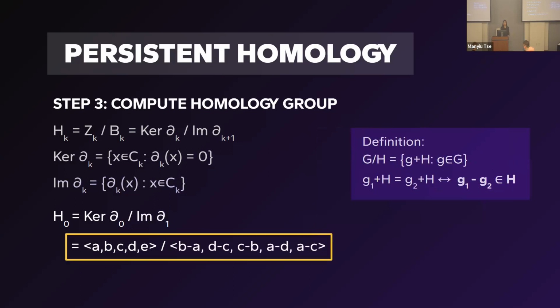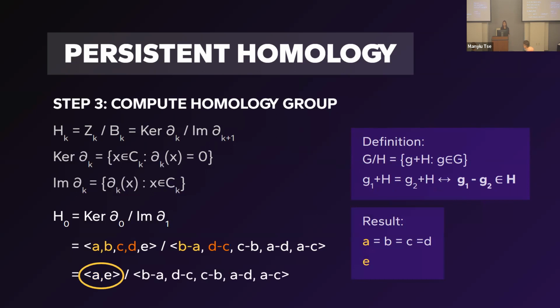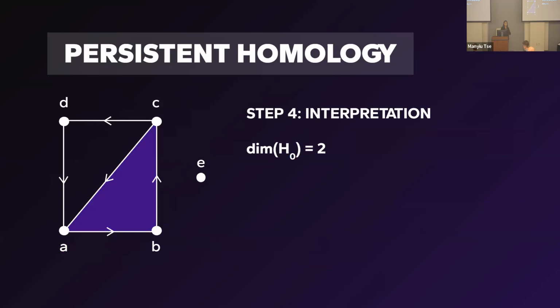So what does this mean though? If you apply the formula for mod, you would notice that A is equal to B, which is equal to C, and also equal to D. But E doesn't cancel out. E doesn't get absorbed into the image. So you would be left with A, E as the generators in the kernel, which gives you a dimension of 2. What does this mean in terms of the example?